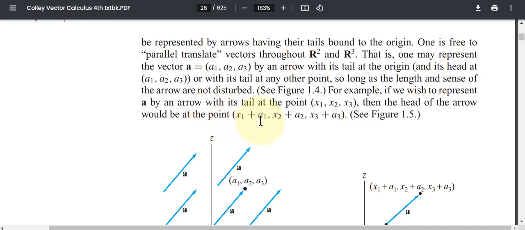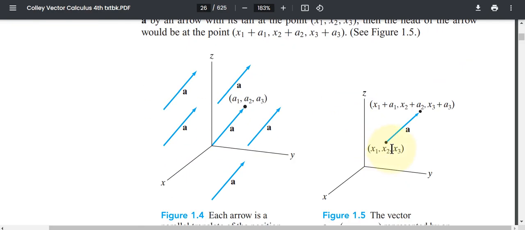We add the A1 to X1, we add the A2 to the X2. So we're starting here, and we want to know where the tip is now. In other words, where's the point going to be? I guess it's going to be here, here, here. So if we start here and we add A to it, or we draw A from here, then we end up with the tip being over here.